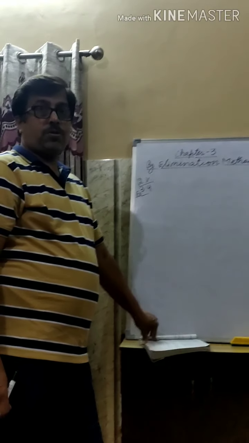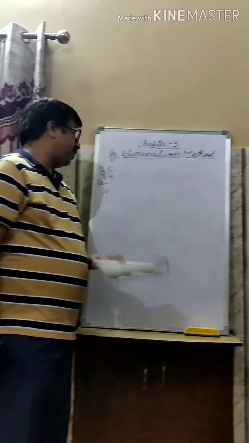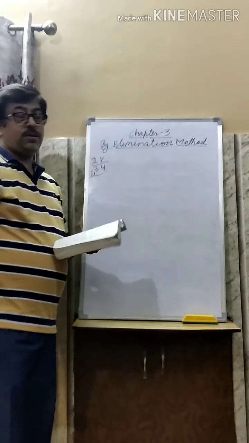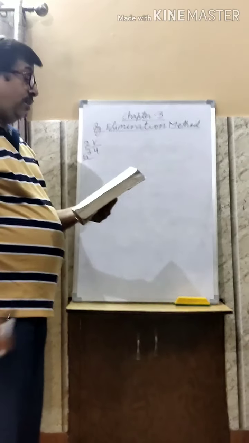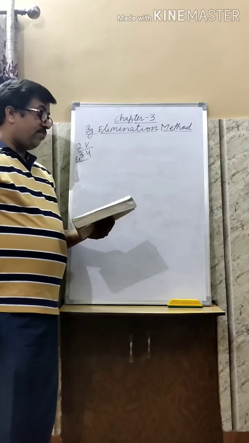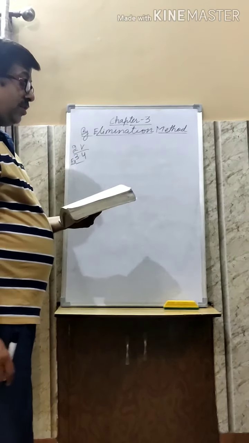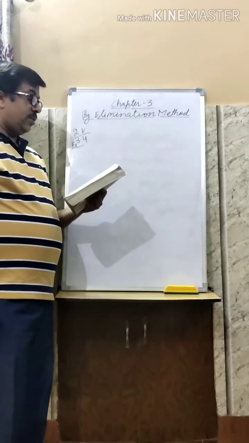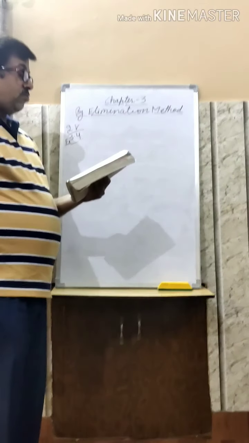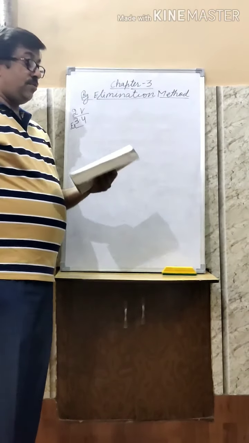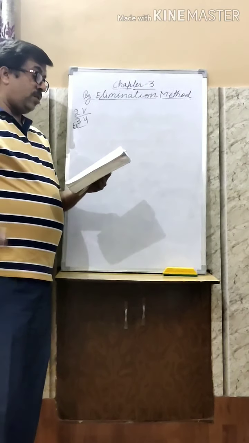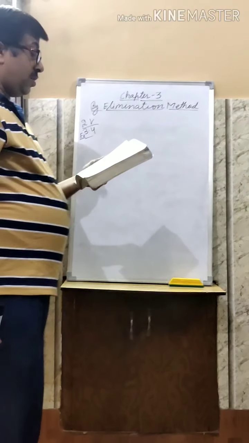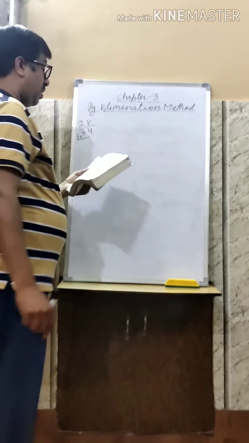Now, one more question we will take from this exercise 3.4. That is second question, fifth part. What is the statement? One minute, you read. A lending library has a fixed charge for the first 3 days and an additional charge for each day thereafter. Sarita paid ₹27 for a book kept for 7 days, while Sasi paid ₹21 for the book she kept for 5 days. Find the fixed charges and the charges for each extra day.